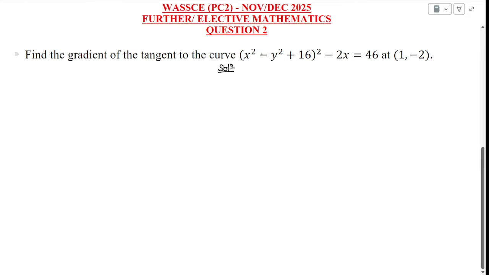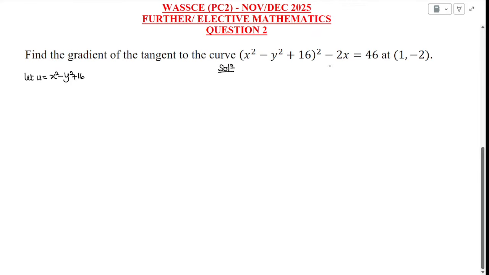Now, someone can decide to expand the whole of (x² − y² + 16)², or you can use the chain rule to simplify this. Let's say I'm using the chain rule for the first part here. What I'm going to do is let u be equal to what I have in the brackets, which is x² − y² + 16. This is what I have.